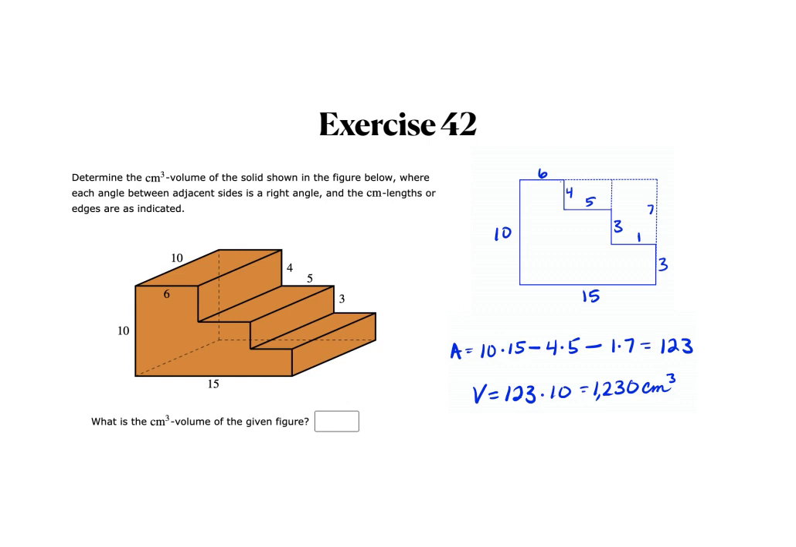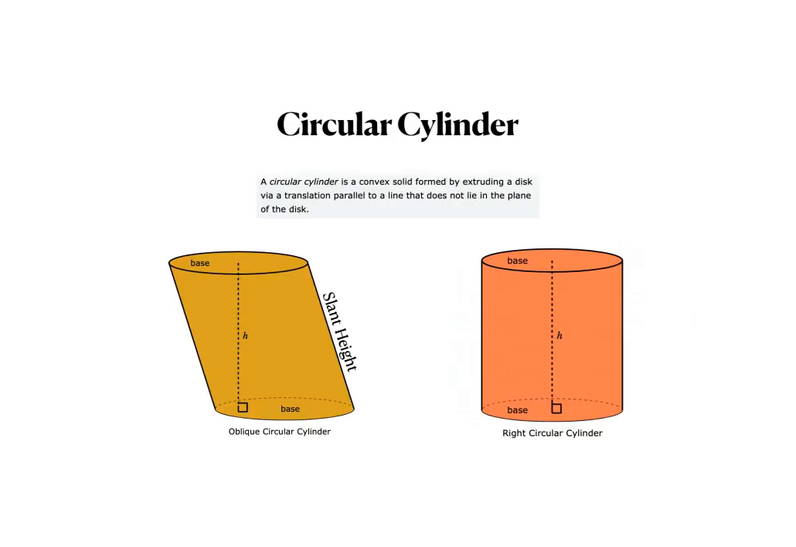The next solid figure that I'd like to talk about is a circular cylinder. A circular cylinder is similar to a prism, except my base is not a polygon. My base is a circle. And these bases are in parallel planes. We can have a right circular cylinder, in which case this lateral edge is perpendicular to the base, or I can have an oblique circular cylinder where I have one base that's been pushed over.